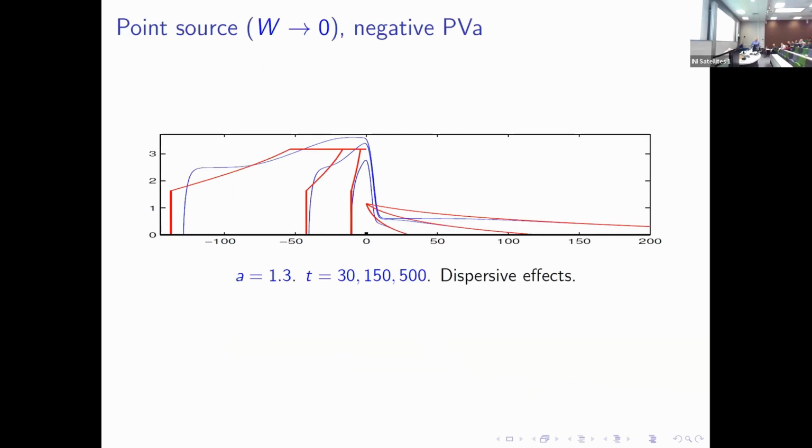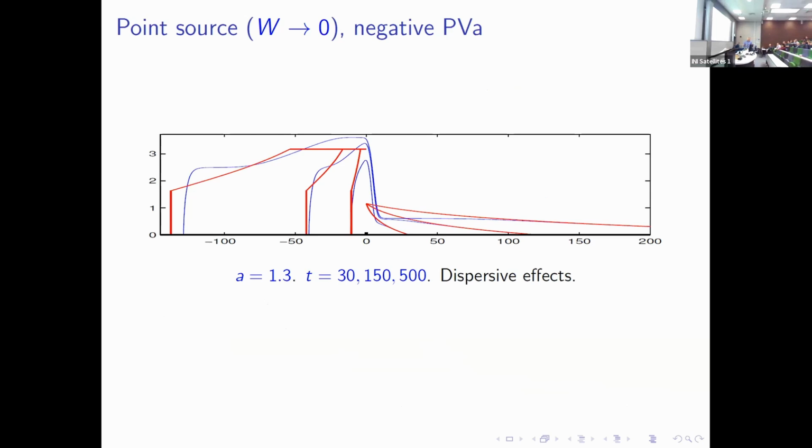Let's now go to a much narrower shelf. You'd expect that the hydraulic theory would fail for a narrow outflow. W, I'm sorry, is the width of the outflow. This is actually a delta function outflow here. The red line is the hydraulic solution. The blue line is the QG solution, the full solution. And now there are quite significant differences.